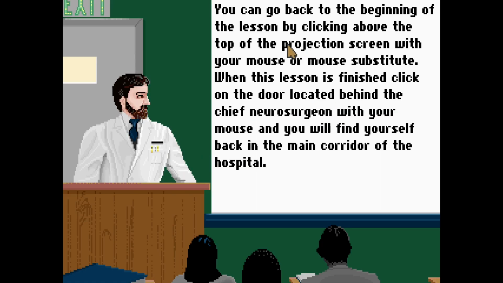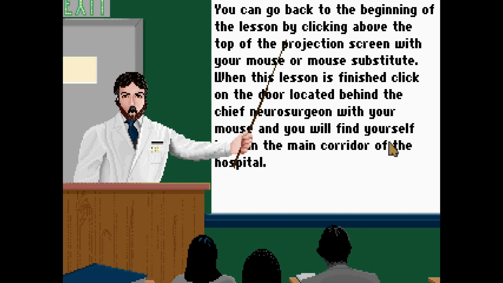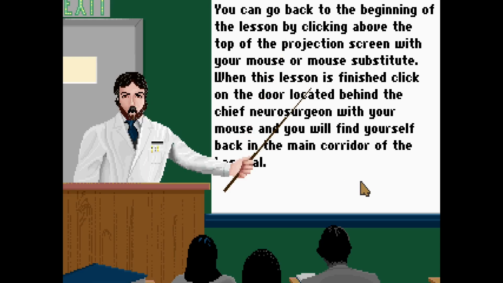Okay, you can go back to the beginning of the lesson by clicking above the top of the projection screen with your mouse or mouse substitute. When this lesson is finished, click on the door located behind the chief neurosurgeon with your mouse, but not the mouse substitute, and you will find yourself in the main corridor of the hospital.